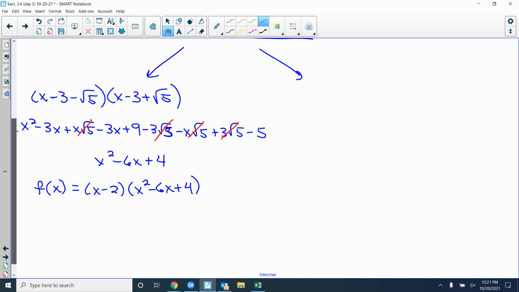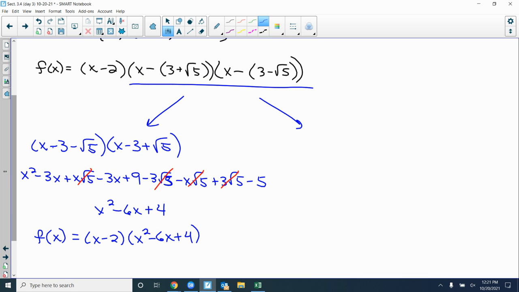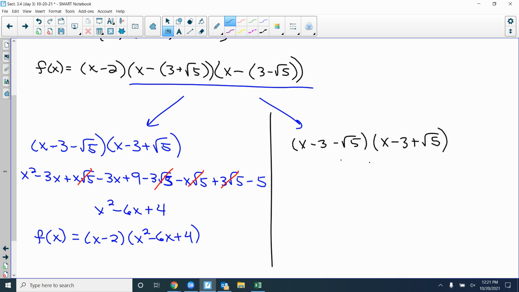All right, I am going to kind of start the same way. I'm going to write this as x minus 3 minus square root of 5, and then x minus 3 plus square root of 5. Okay, for this, now they both have this x minus 3 as their first two terms. So I'm going to write this, and we'll put those in parentheses.